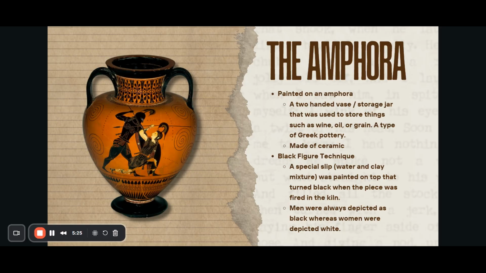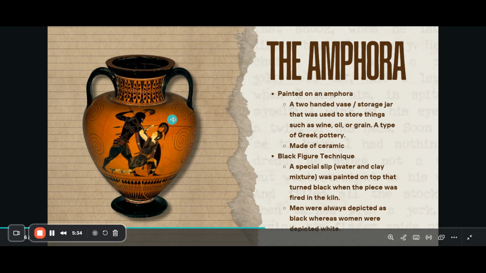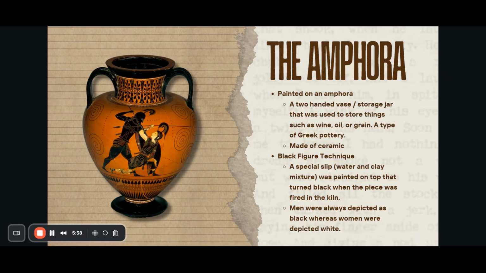An interesting fact is that in black figure, the men are always presented as black, and the women are always depicted as white, so it creates a really big contrast between the two of them, especially on the red background there. And black figure is made throughout the firing process.